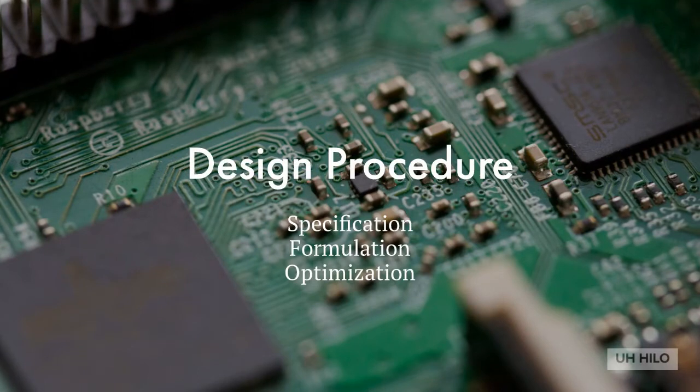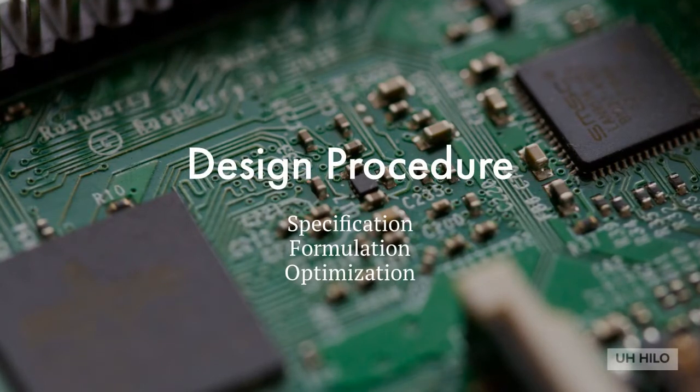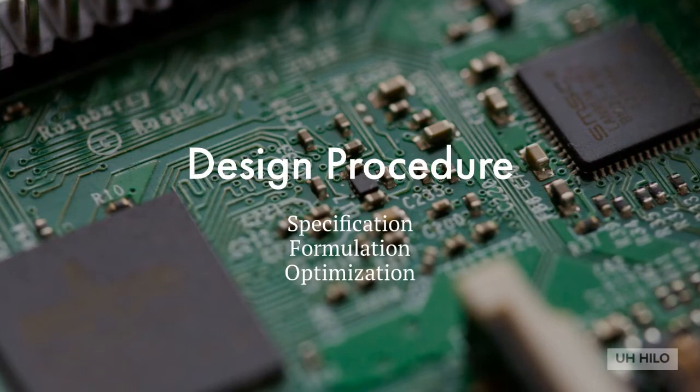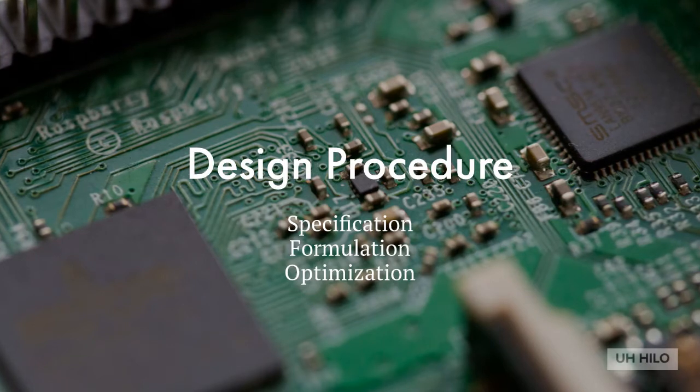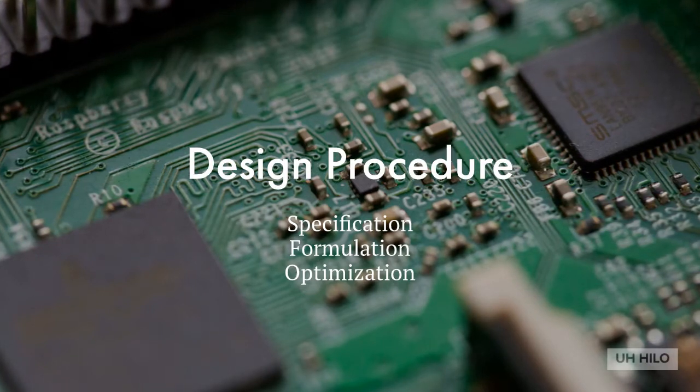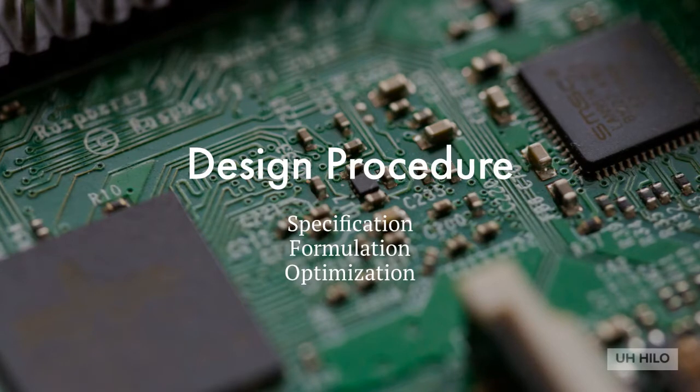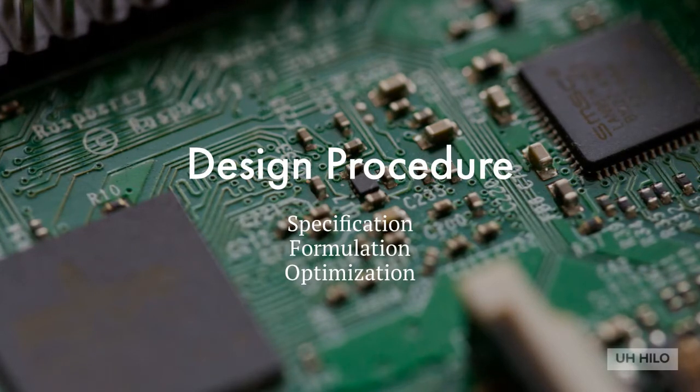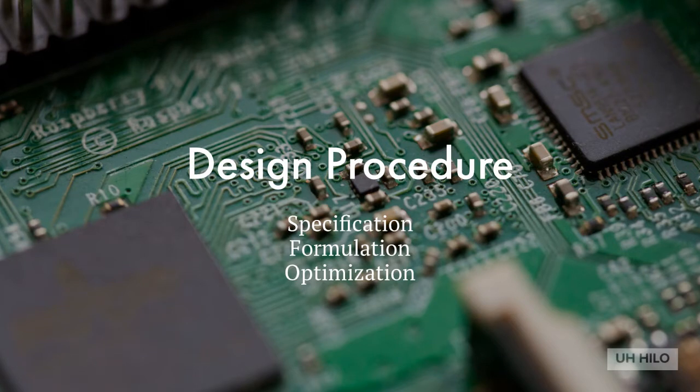Recall our earlier design procedure. Specification is where we write a specification for the behavior of the function. This could be textual or in hardware description language. Formulation is where we define the truth table of the circuit or a set of Boolean equations that define the relationship between its inputs and outputs.